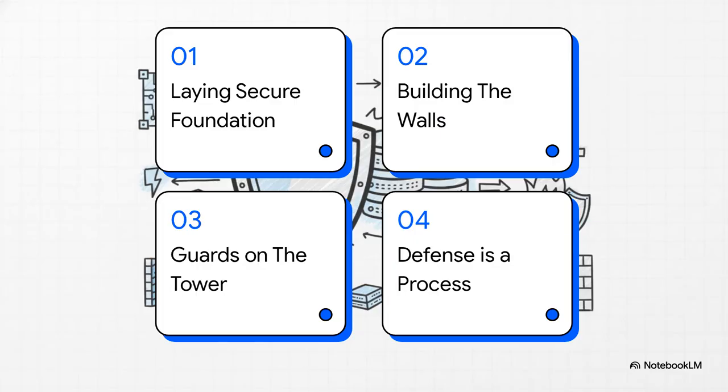So here's our blueprint for building this fortress. First, we're going to lay a totally unshakable foundation. Then, we'll build up the defensive walls. After that, we need to post some vigilant guards on the towers. And finally, we'll talk about why a fortress is never really done, because defense is an ongoing process.